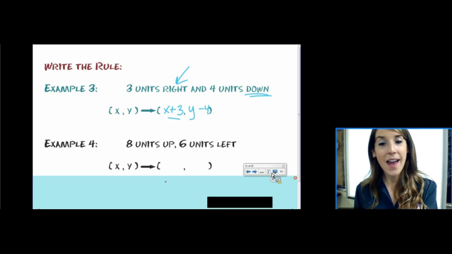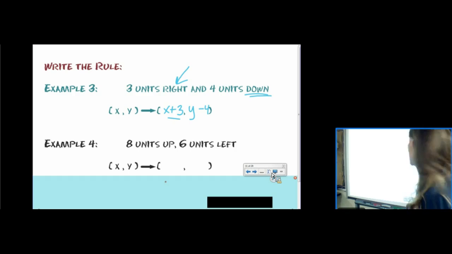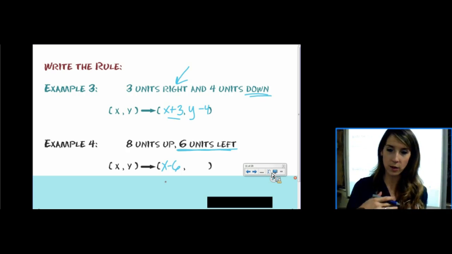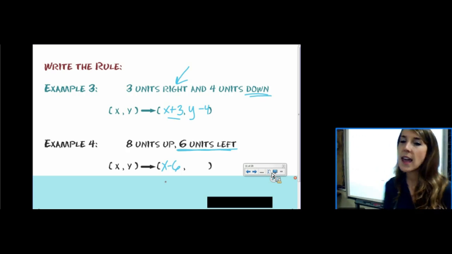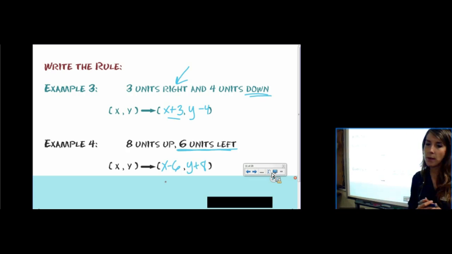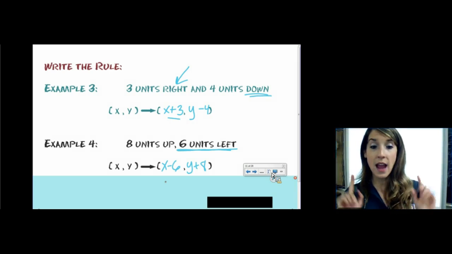So I put the y one first and the x one second. So be careful about that. Left and right only control the x. So we're going to do x minus 6 because we're going backwards. We're going to the left. And we're going to do y plus 8. So don't pay attention. It's not always going to be in x, y order. Okay, now to your notes.